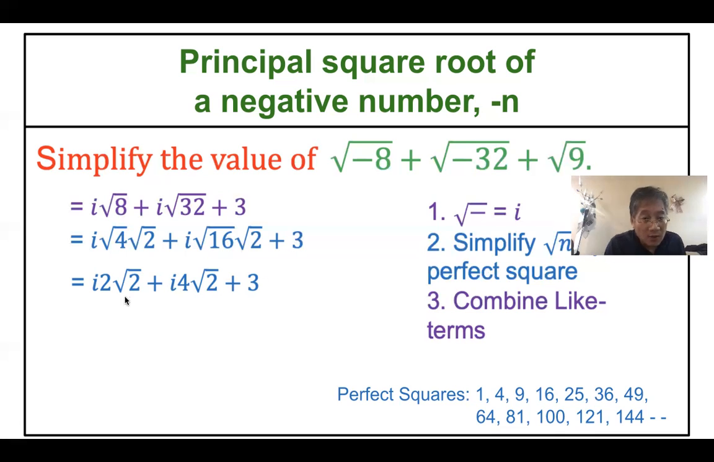Now, if you see that, i square root of 2, i square root of 2, they look the same, right? Then it works like like terms. Then we can combine these and these. So i square root 2, i square root 2. How many of them? 2 of them and 4 of them. So you combine these, okay? Then 2 of them, 4 of them, together how many? 6 of them. So 6i square root of 2 plus 3, and you are done.